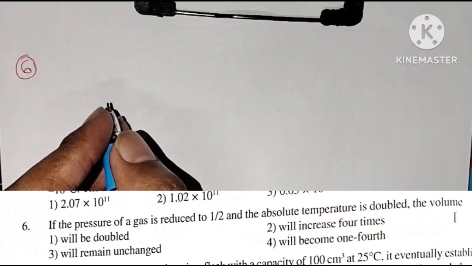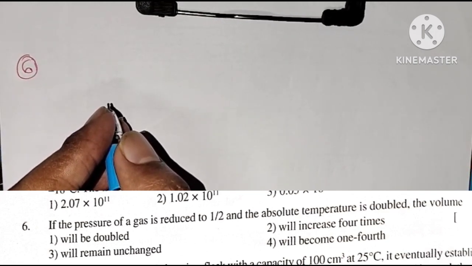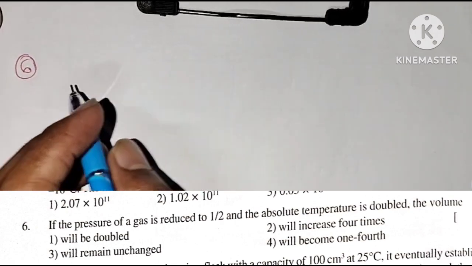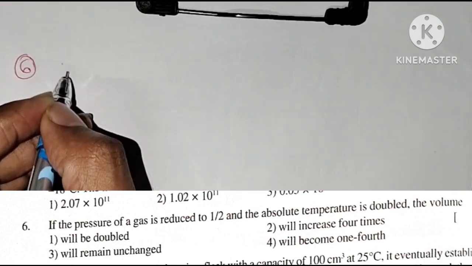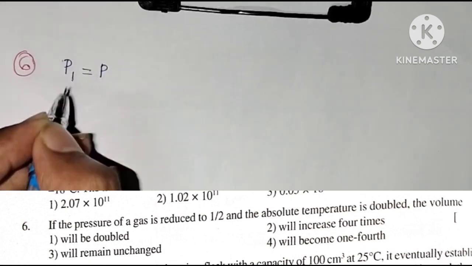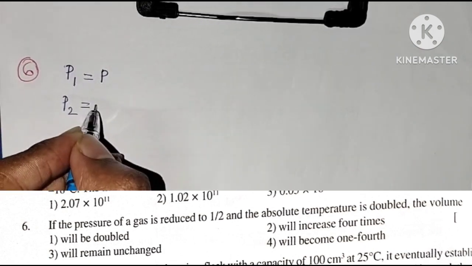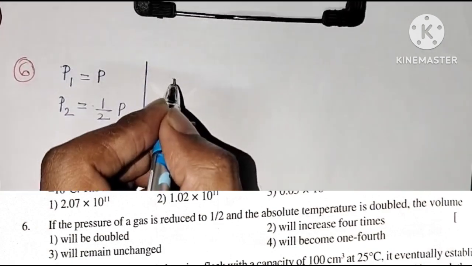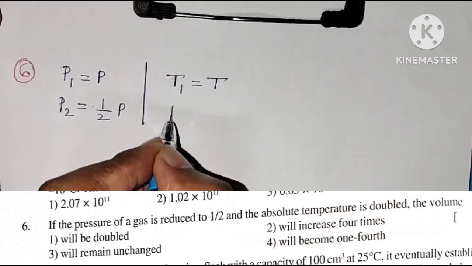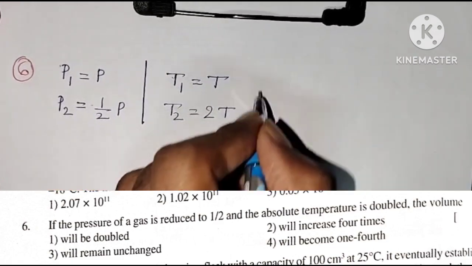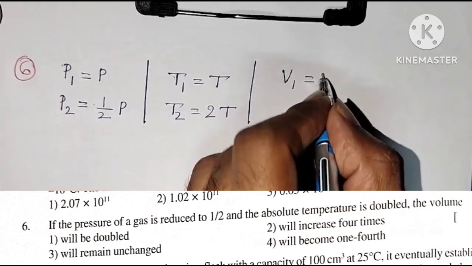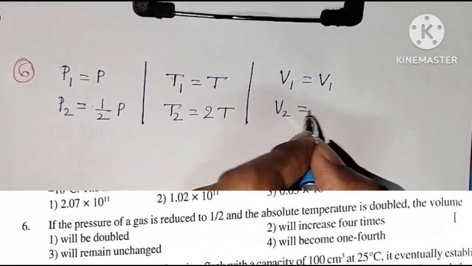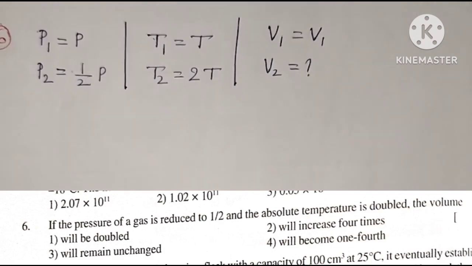If the pressure of a gas is reduced to half and the absolute temperature is doubled, the volume will be? So let us say the initial pressure of the gas is P and the final pressure is half of the initial pressure, means P by 2, and the initial temperature is T and the final temperature is doubled, means 2T. Let us say the initial volume is V1 and V2 is equal to question mark. So we have to find the relation between V1 and V2.